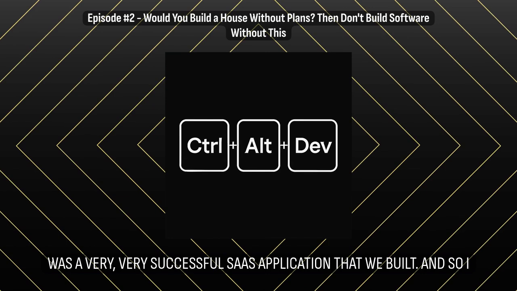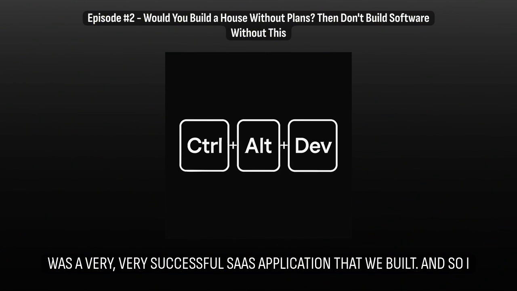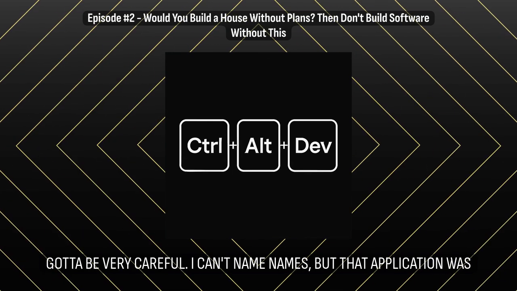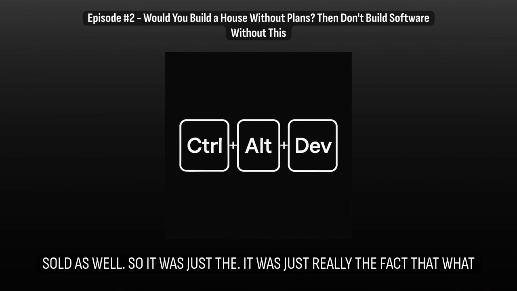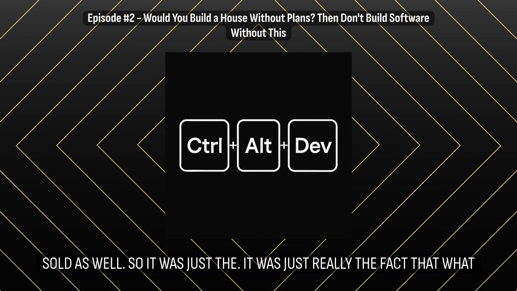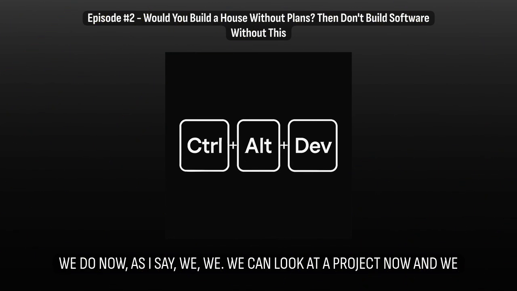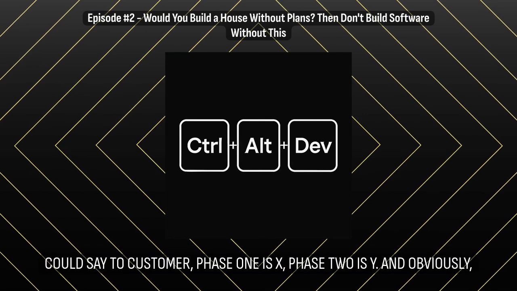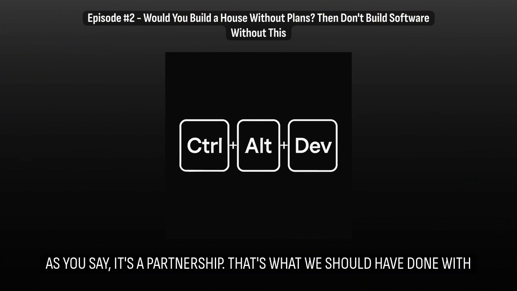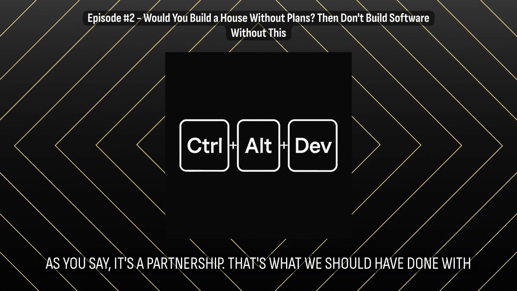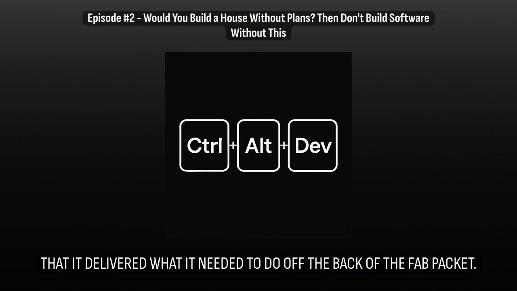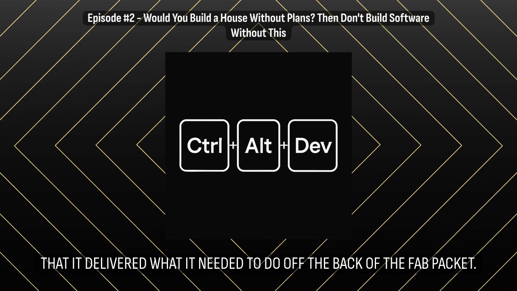That friend project was a very, very successful SaaS application that we built, and I've got to be very careful. I can't name names, but that application was sold as well. What we do now is look at a project and say to customers, phase 1 is X, phase 2 is Y, and obviously, as you say, it's a partnership. That's what we should have done with that particular client. It was a very successful project in the fact that it delivered what it needed to do off the back of the fab packet.